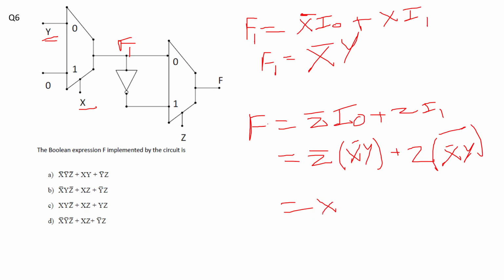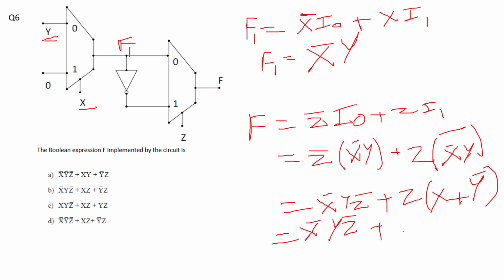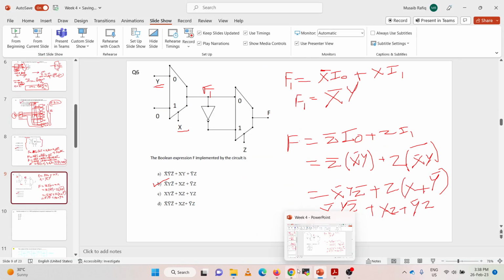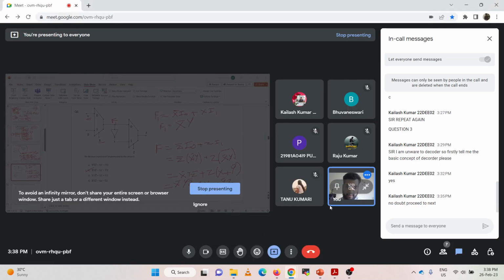Now this thing will be equal to x' y z' plus z times the complement of x' y, and using De Morgan's law, that is x plus y'. So this will be equal to x' y z' plus x z plus y' z. Let's check whether any answer is given in this form. Yes, option B is x z plus y' z plus x' y z'. So option B is the correct answer to this question. Any questions?